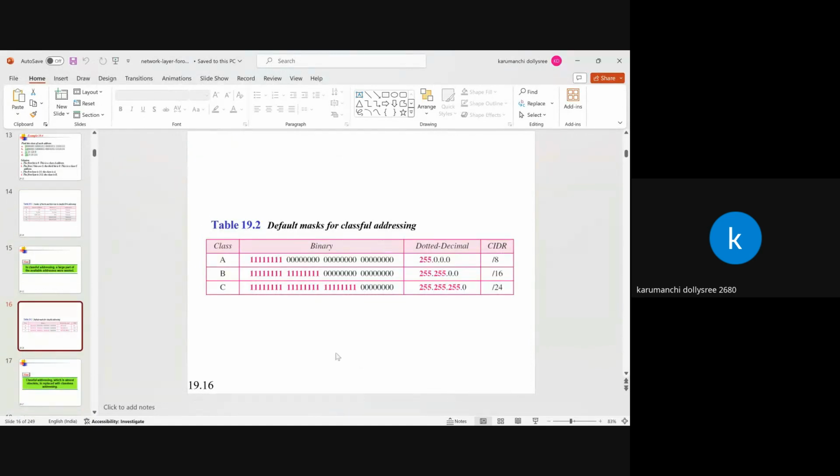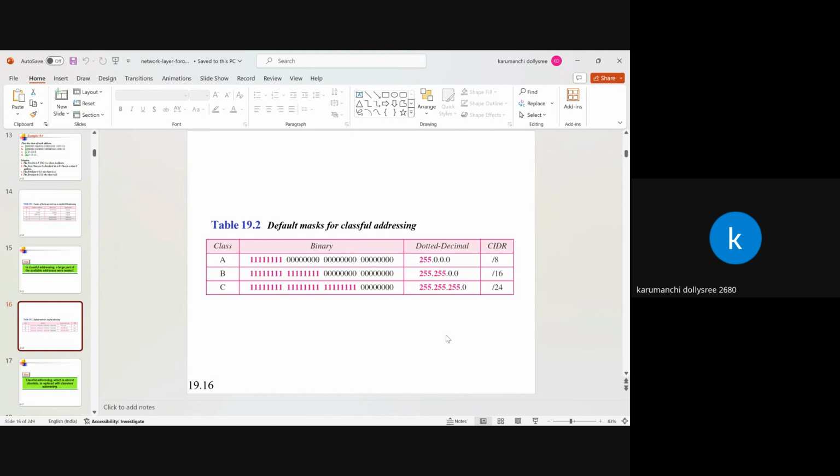So if you take the default masks for classful addressing, we know for class A, we take the first byte and the last three bytes are considered host IDs, right? So for class A the mask is 255.0.0.0. For class B, the first two bytes are used, so it is 255.255.0.0. Yes or no? For class C, all three bytes are used, so it is 255.255.255.0, and the last host ID will be 0, right?